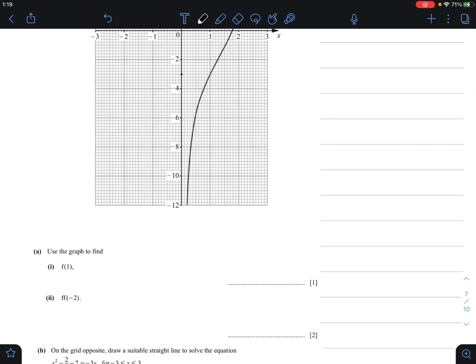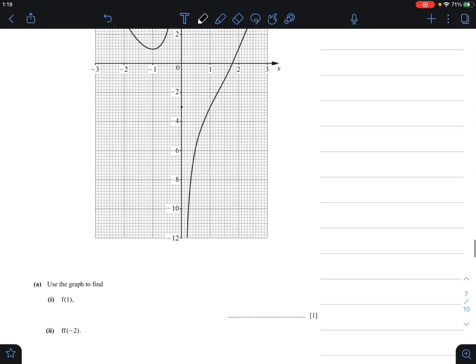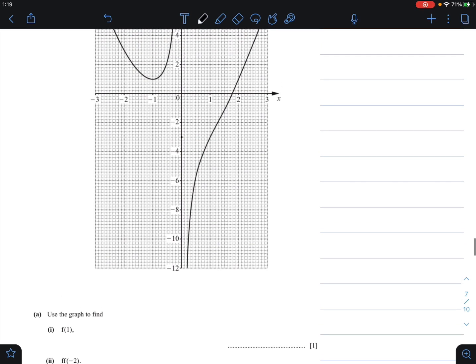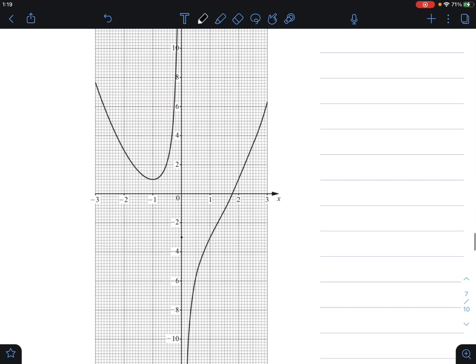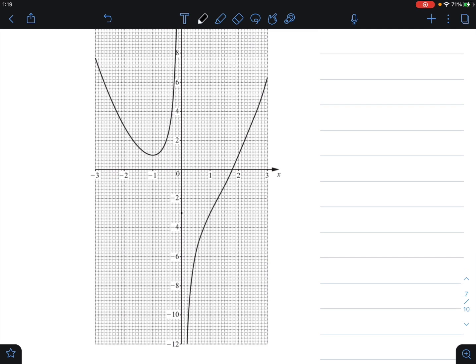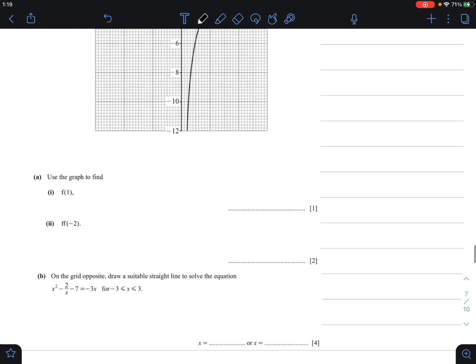So, for f of 1, which means the x value is 1, we have to see where the graph intersects, or what the y coordinate is when x is 1. So, x is 1 right over here. You can draw a vertical line from 1, and make sure you use a pencil and a ruler to do this so you get more accurate answers. Now, this is where x is 1 and it is intersecting at the point of -3. So therefore your answer for part A1 would be -3.